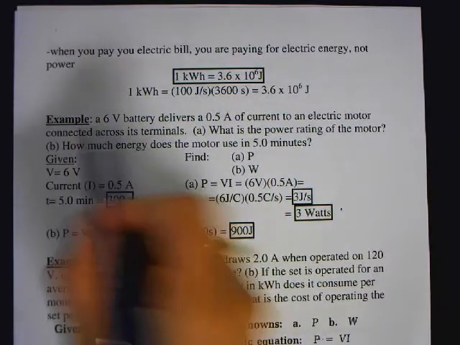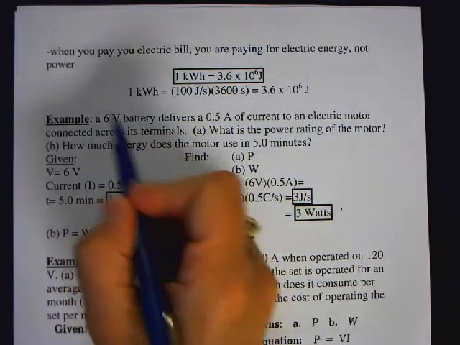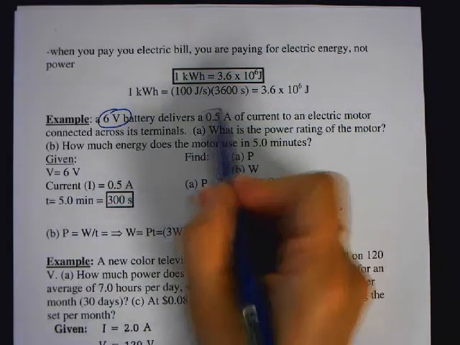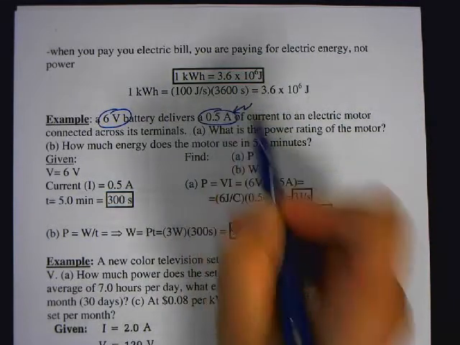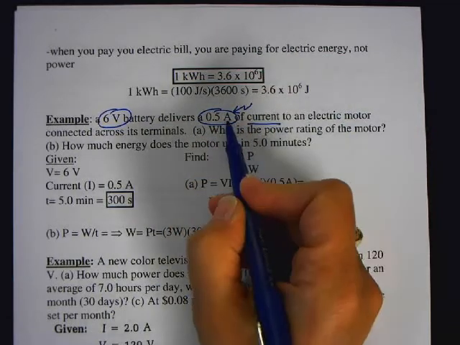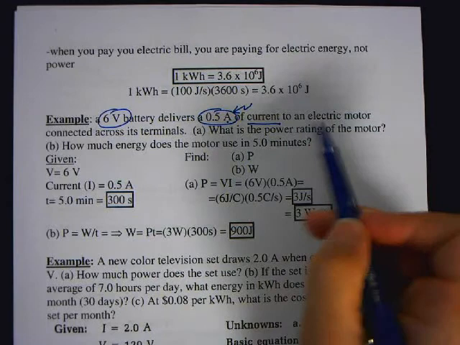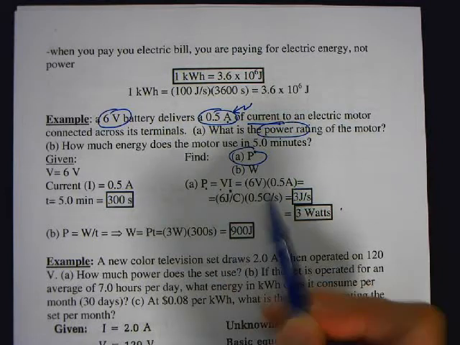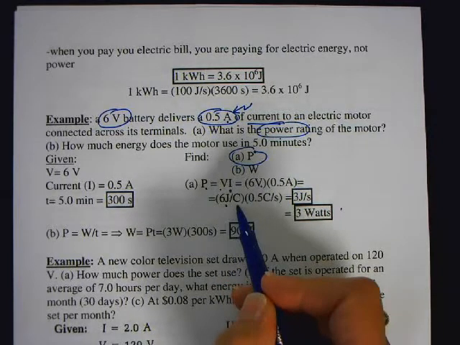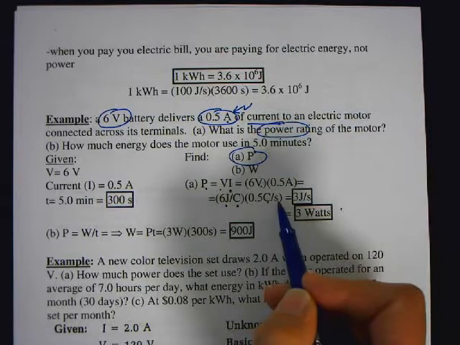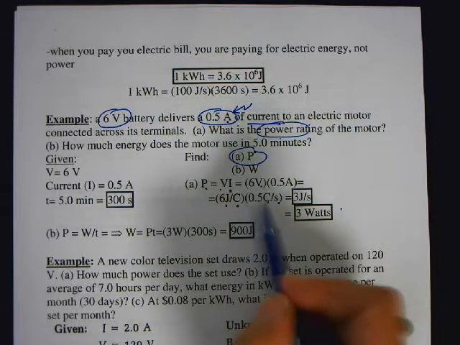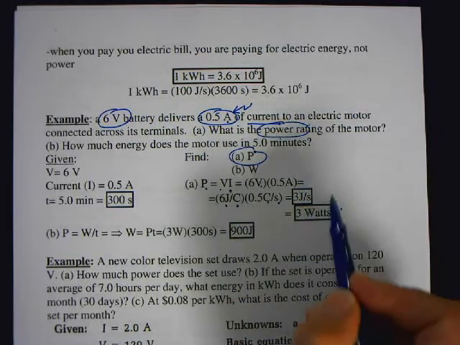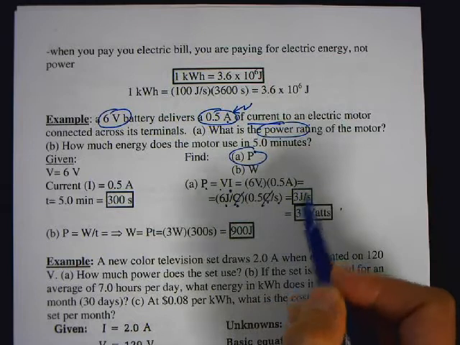So when we read the problem, we're going to chunk it. A 6-volt battery. So right away I'm going to say that V is equal to 6 volts. Delivers 5 amps of current. Remember, if it didn't say current, you would know that amp measures current. What is the power rating? So I want to find P. So P is equal to VI, and a volt is a joule per coulomb, and an amp is a coulomb per second. By writing the basic units, I can carry my units through and cancel. This coulomb cancels with that, and I have 3 joules per second, and a joule per second is a watt.